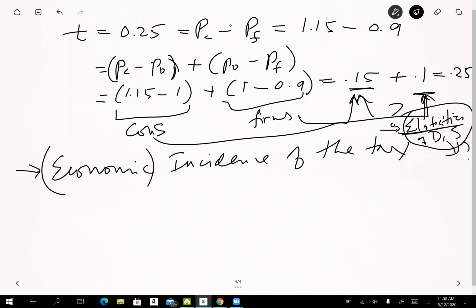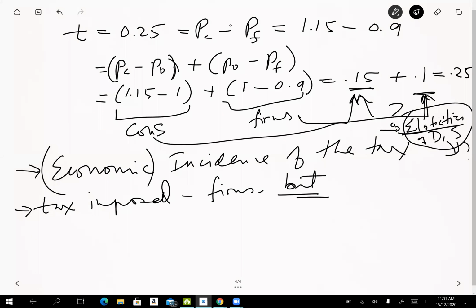Now, when you say economic incidence, that is the distribution of the incidence of the tax on the consumers and on the firms. Why do we say economic? Because when the tax is imposed, the tax can be imposed on whom? It can be imposed on the firms, which we did in that example. But that is not the only party the government can impose the tax on. Who else can the government impose the tax on other than the firms?